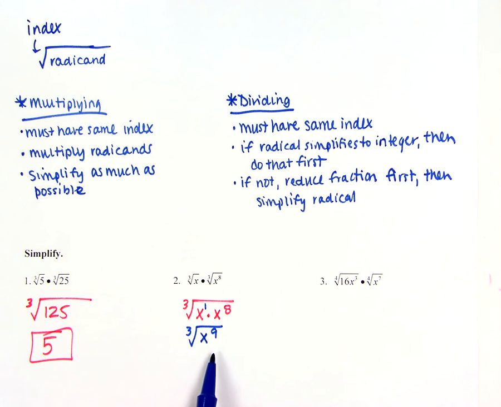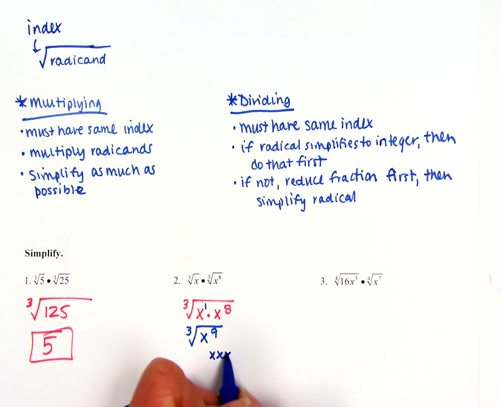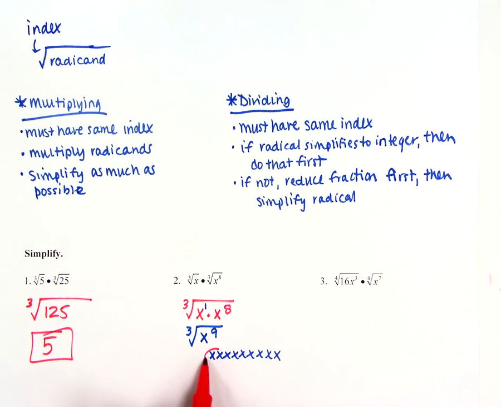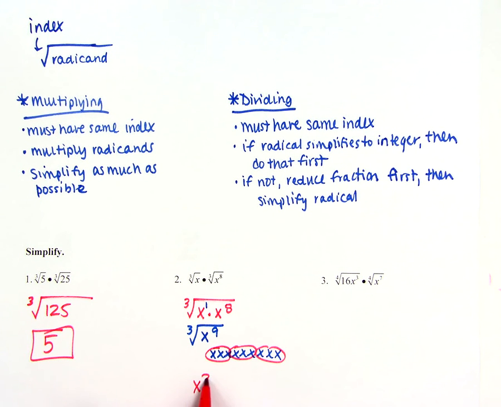So now you figure out, well, can I take out groups of 3 out of x to the 9th? Alright, so I've got 1 group, 2 groups, 3 groups, so I can take out all 3 groups and there'd be nothing left over inside the radical. So that final answer is x cubed.